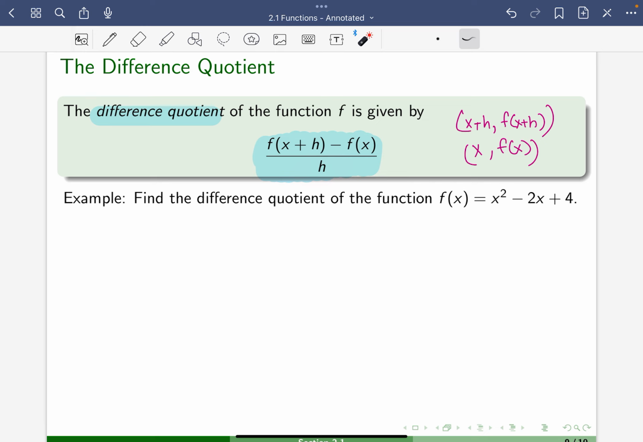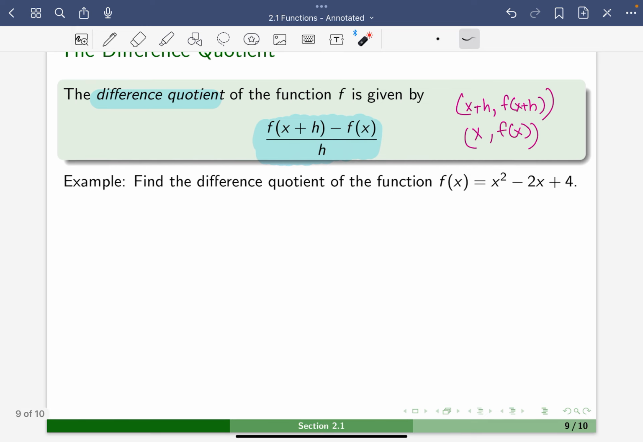So that's really what the difference quotient is, but we're not going to have actual values for the x or h in general. You certainly could, but not here for now. So we need to find f of x plus h for this function. So find the difference quotient for f of x equals x squared minus 2x plus 4. So let's first find f of x plus h. And when we find f of x plus h, that means every single x in our rule we are going to replace with x plus h.